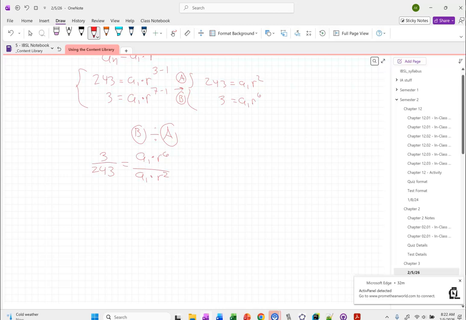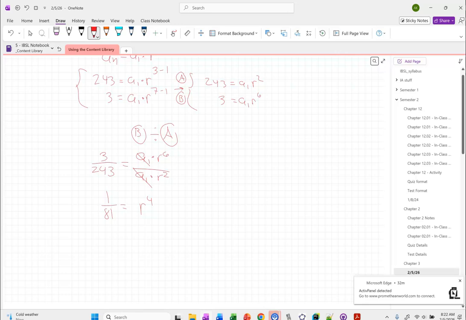3 divided by 243 is 1 over 81. A1 cancels out for the top and bottom. And what's r to the 6th divided by r to the 2nd? R to the 4th. Everybody feel good so far?